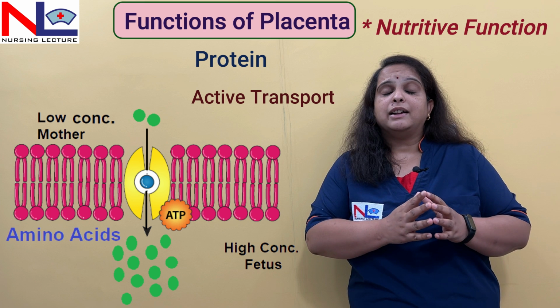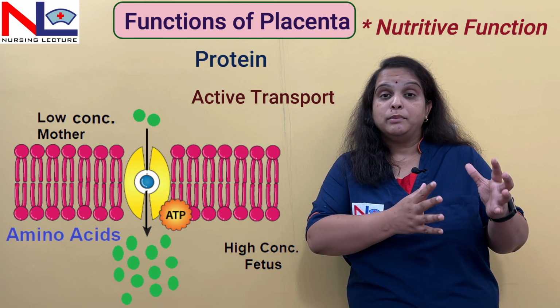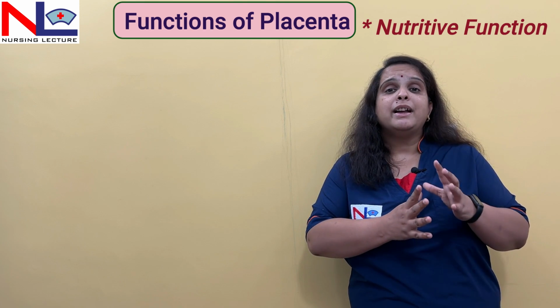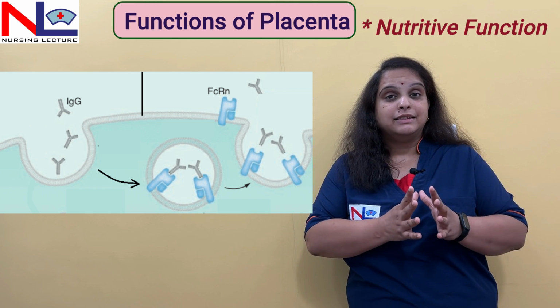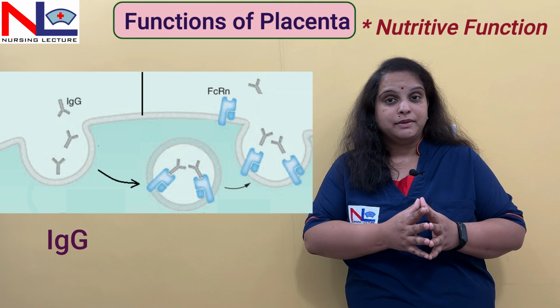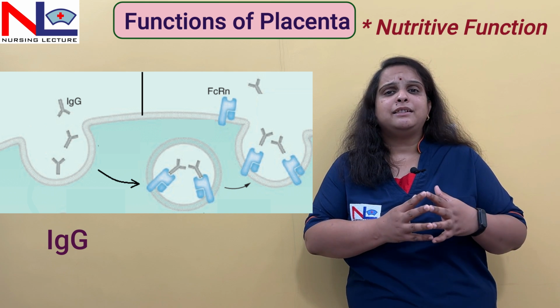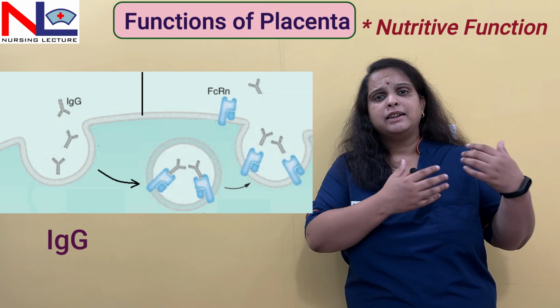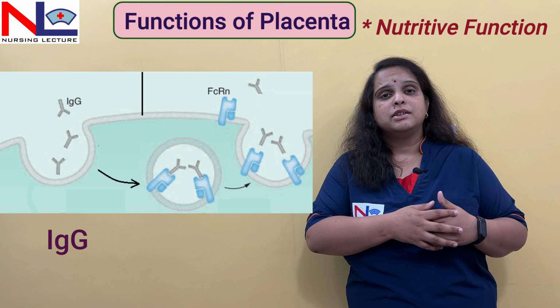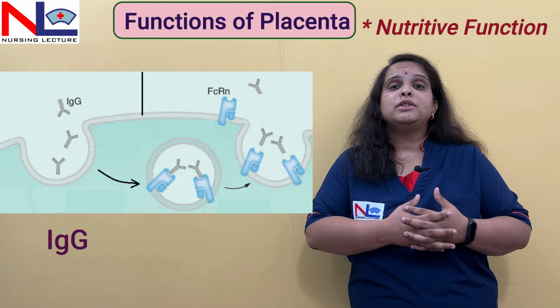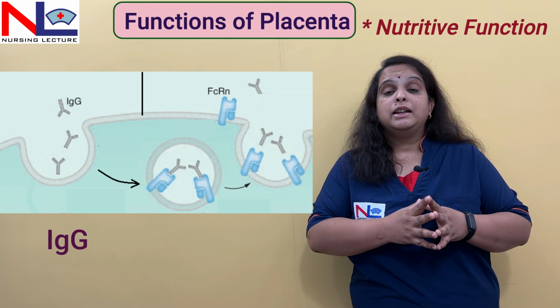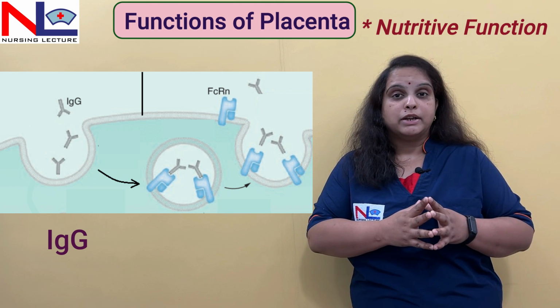Okay, and among the proteins, in the form of immunoglobulins, one immunoglobulin can easily cross this barrier, and that is the IgG. So IgG can easily cross this barrier and be transported across this membrane from mother to fetus. The transportation process here is called endocytosis and exocytosis.